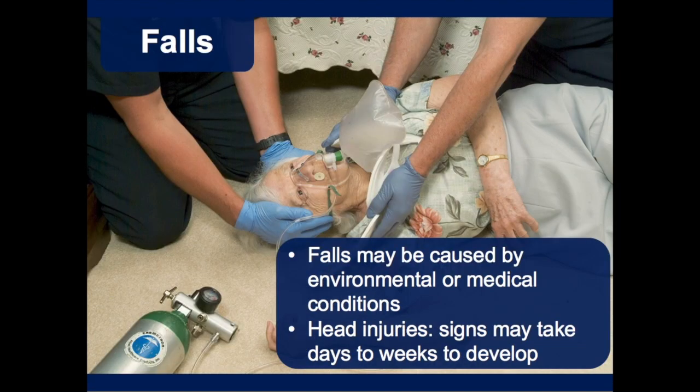Falls in the elderly. I'm sure you're tired of hearing about falls at this point, but it keeps coming up because it's so common and so important in the elderly population. So I think this is a pretty striking statistic, just to put it into perspective, that falls are responsible for half of all accidental deaths in the elderly. And in addition, they're a really common cause of head injuries.